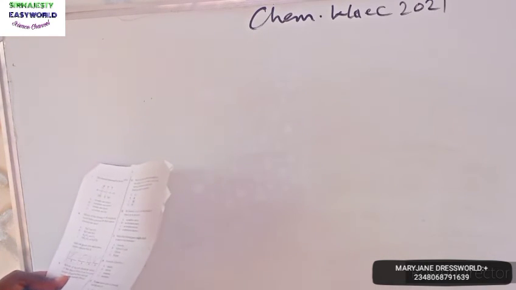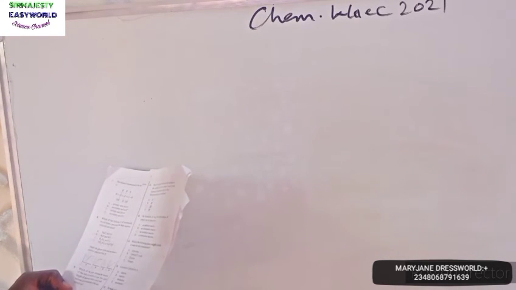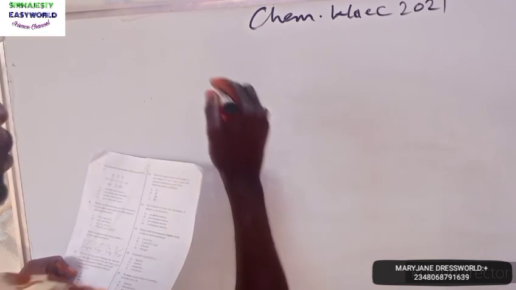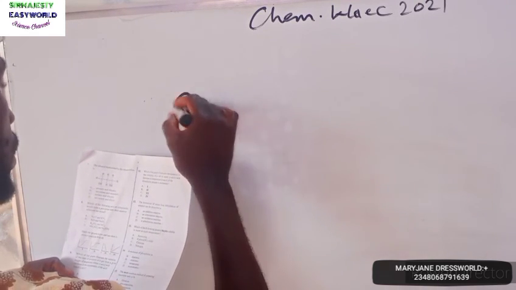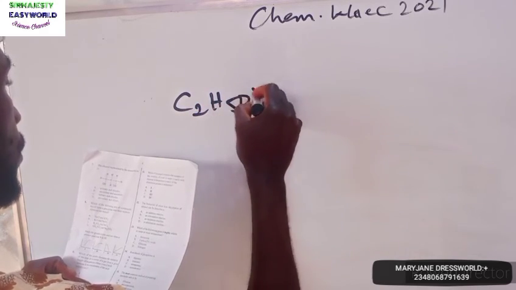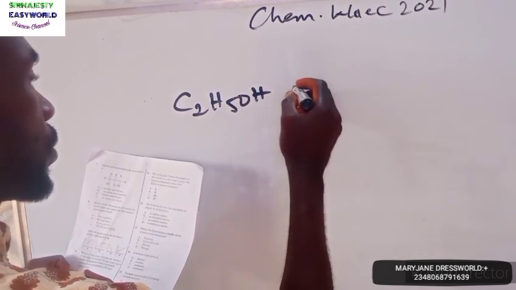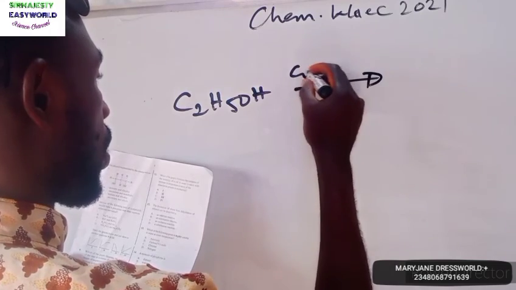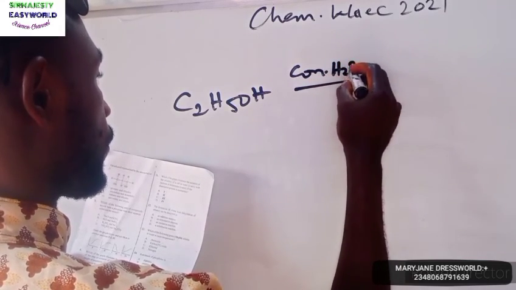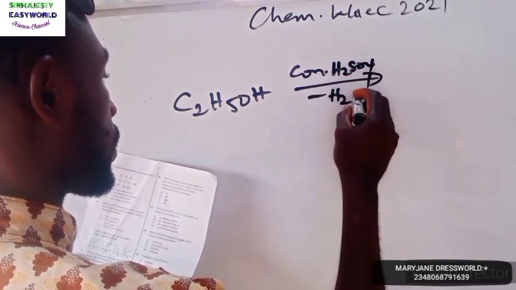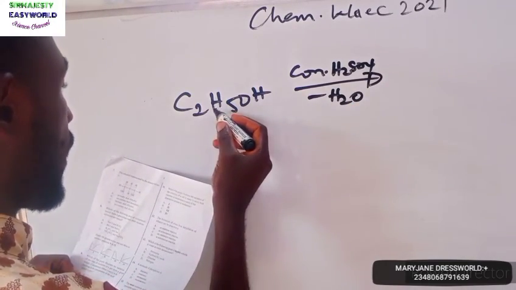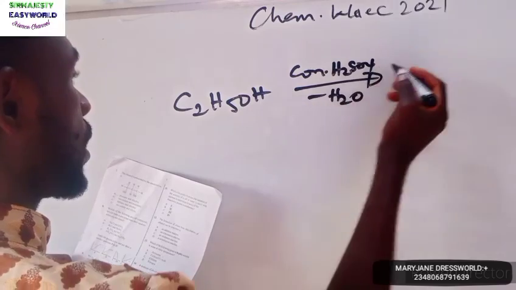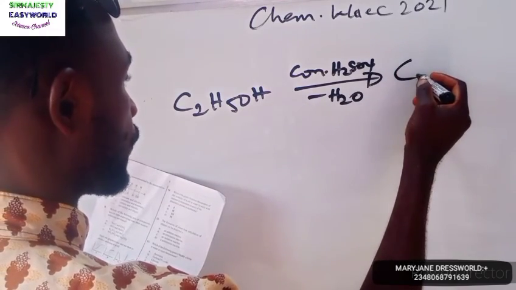Okay, I jumped straight to number 12. We say the formation of ethene from ethanol. This is ethanol, C2H5OH. Then if you treat it with conc H2SO4, it will remove 1 water molecule. That's elimination. Remember how many hydrogens we have here? 5 plus 1, which is 6, and 6 minus 2 will give you 4.